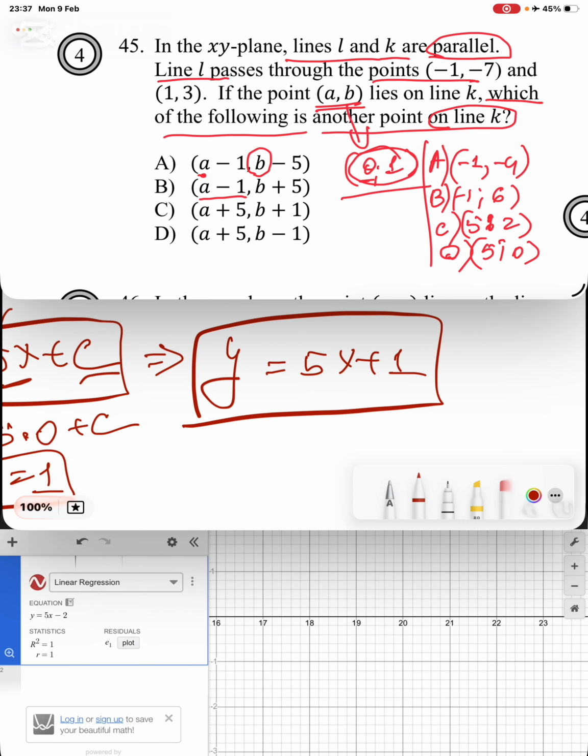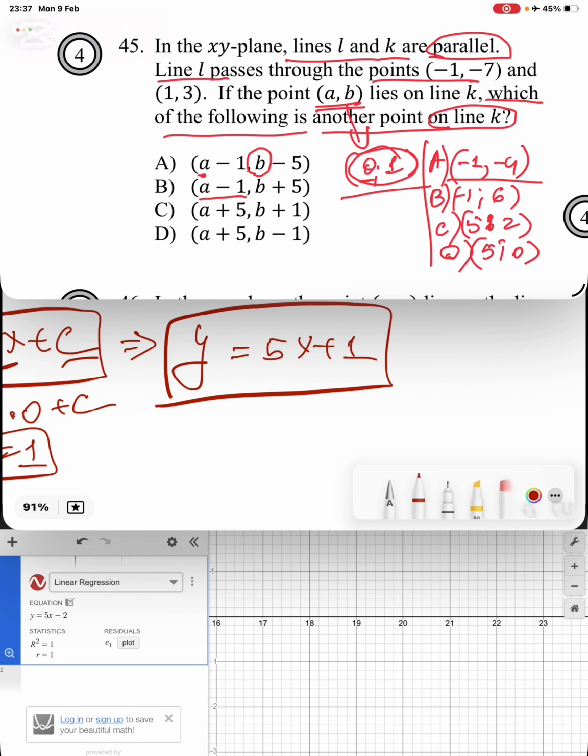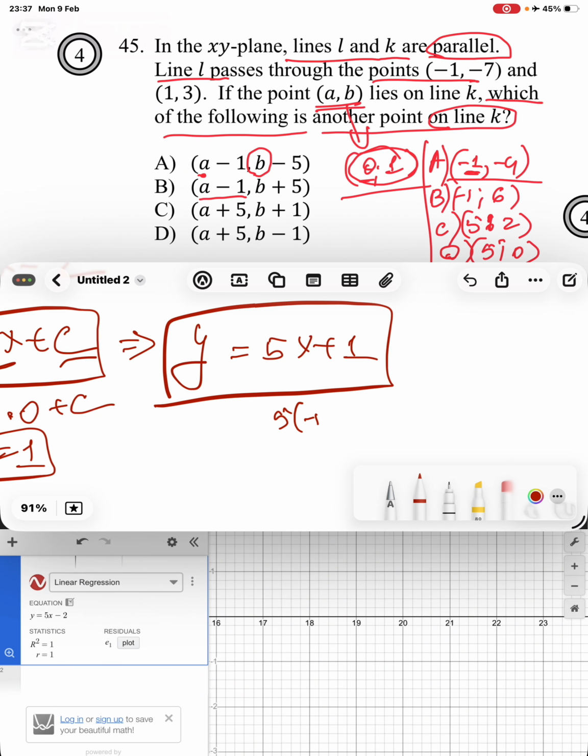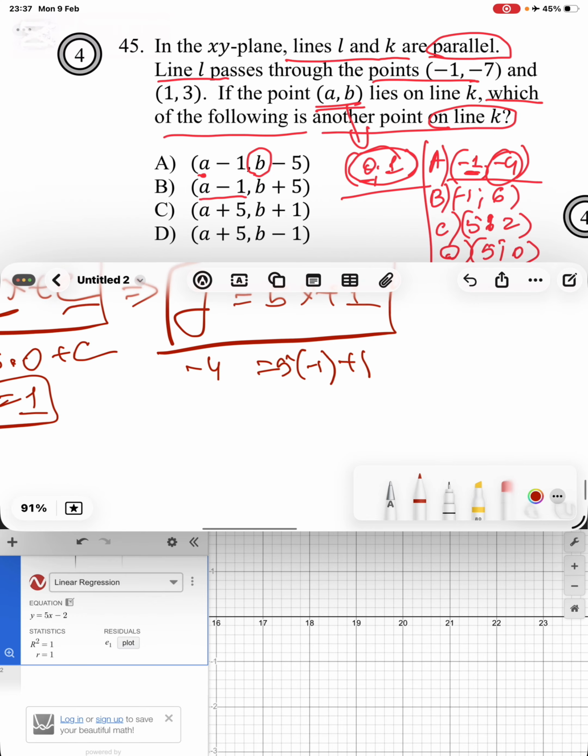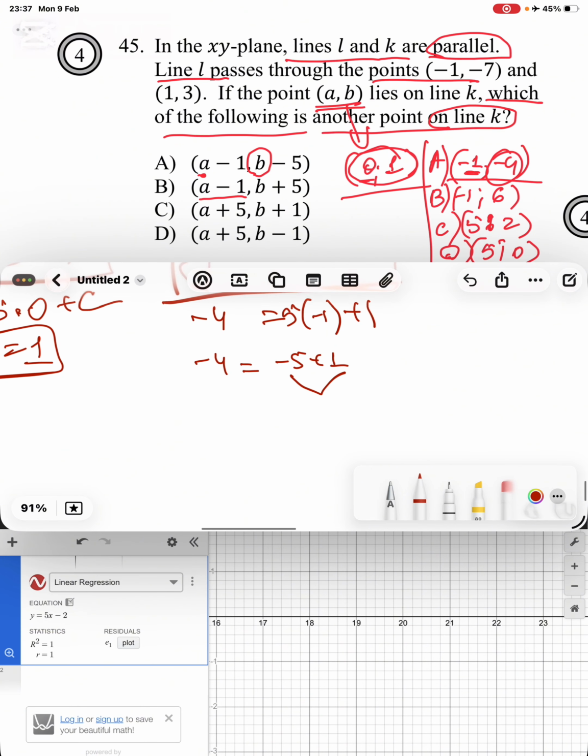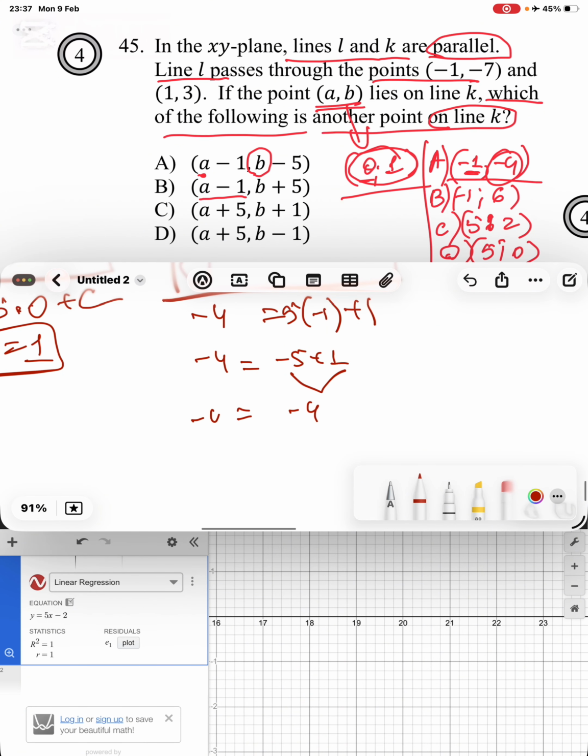So now let's insert these values starting from the A expression. Now I have to insert minus 1 into x. 5 times minus 1 plus 1 equals what? Minus 4. If it's correct, then you simply select the choice. Minus 4 equals minus 5 plus 1. You know, minus 5 plus 1 equals minus 4. So they are equal. In this case, you simply select this choice. So now it's super easy right now.